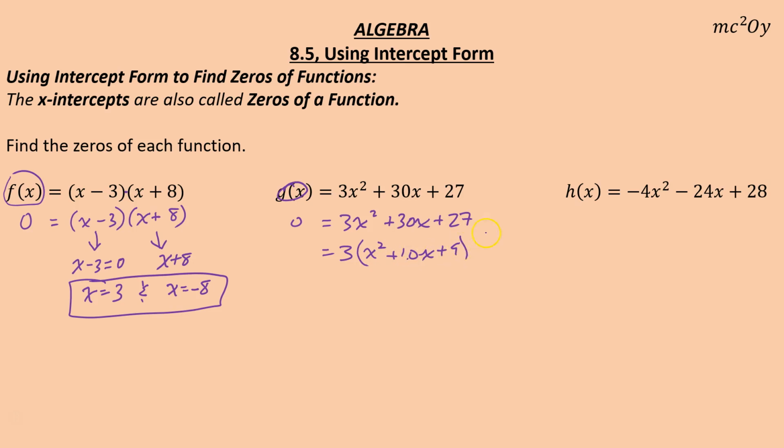And then factor this. Two things that multiply to make 9 and add to 10. Well, those two things happen to be 1 times 9. It becomes 3 times x plus 1 and x plus 9. All right? So here, x equals negative 1 and x equals negative 9.